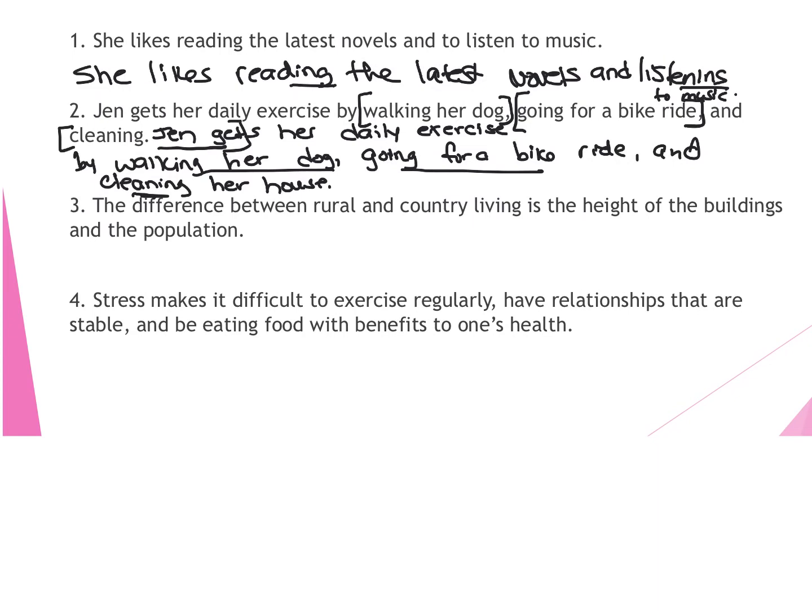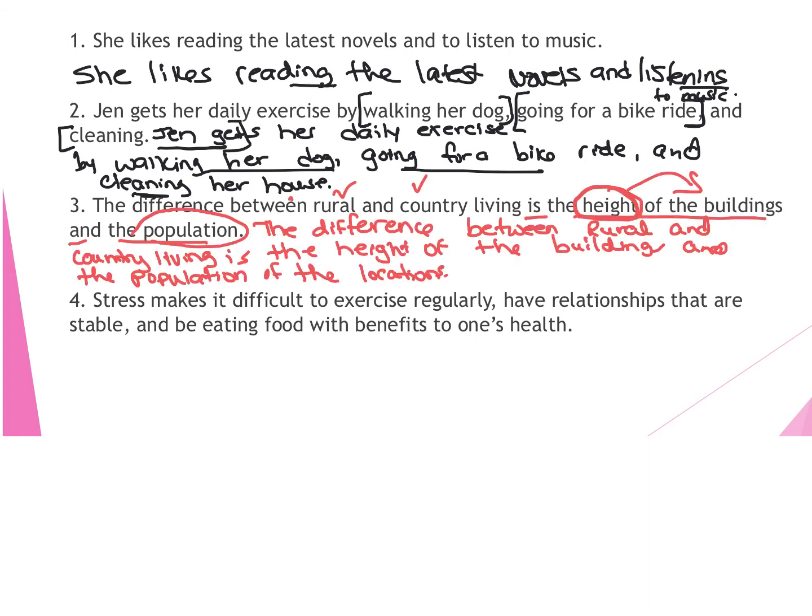All right. The difference between rural and country living is the height of the buildings and the population. Yes, you wouldn't say 2 because the other one doesn't have a number, but by making locations plural, that definitely, you're right, that makes it much better. Okay. So you added the prepositional phrase there. Okay. That one was hard.